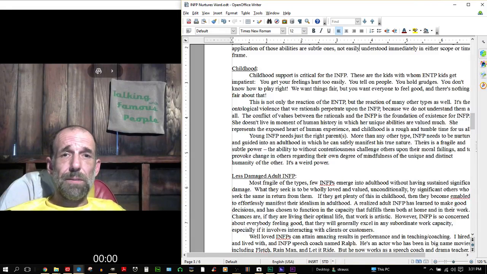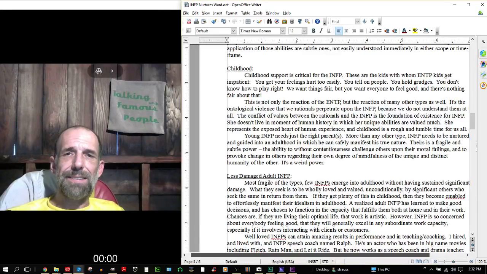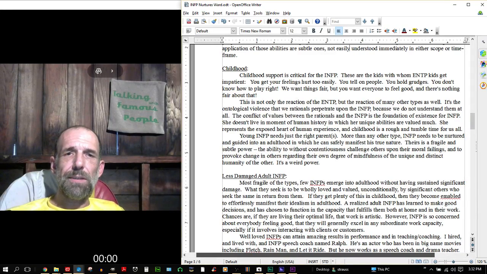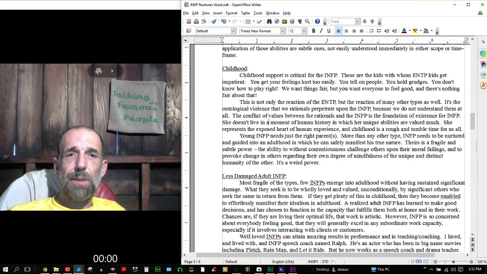This is not only the reaction of the ENTP, but the reaction of many other types as well. It's the ontological violence that we rationals perpetrate upon the INFP because we do not understand them at all. The conflict of values between the rationals and the INFP is the foundation of existence for INFP. She doesn't live in a moment of human history in which her unique abilities are valued much. She represents the exposed heart of human experience, and the childhood is a rough and tumble time for us all.